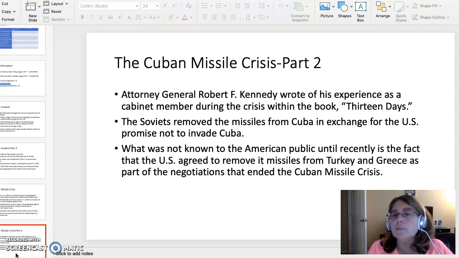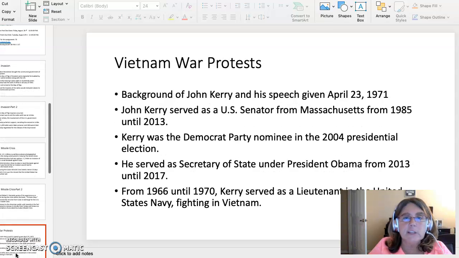The Soviets removed the missiles from Cuba in exchange for the U.S. promise not to invade Cuba. But what was not widely known until recent years was the fact that the U.S. agreed to remove its missiles from Turkey and Greece as part of the negotiations that ended the Cuban Missile Crisis. It's funny because during the Cold War, which lasted until about 1989, 1991 approximately, students were always told in history class, oh, well, during the Cuban Missile Crisis, we stared down the Soviets, darn it, and they blinked and they took away the missiles. Not exactly so. It was more of an even-Steven swap. But anyway, that is the Cuban Missile Crisis.